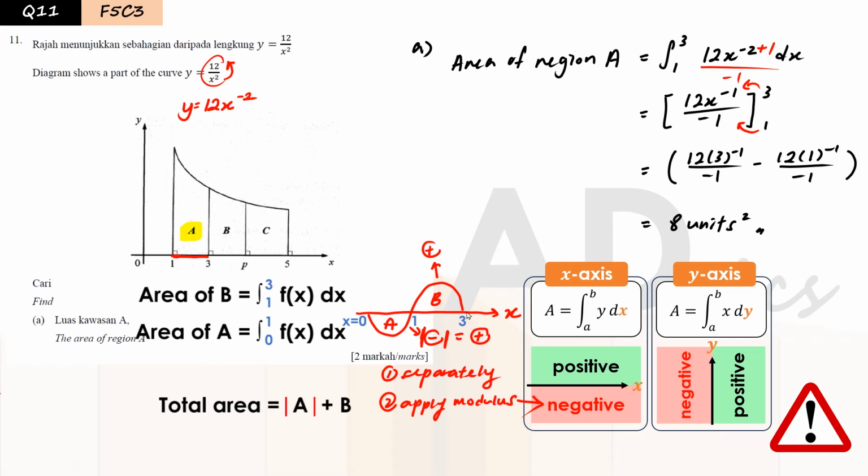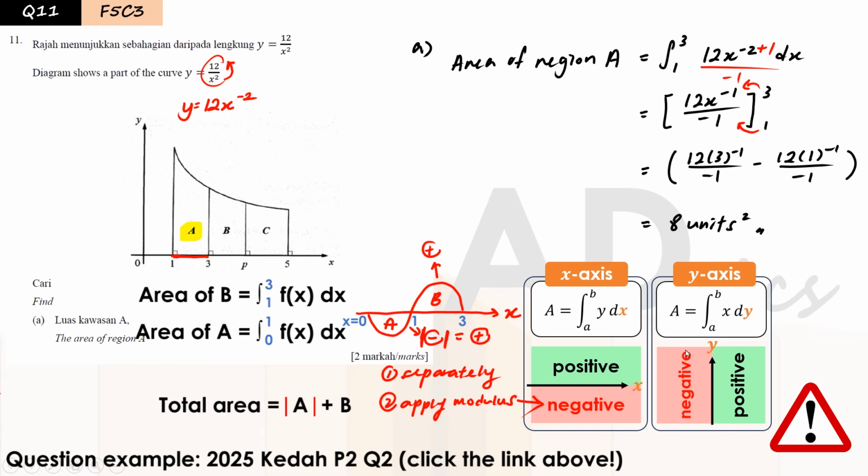Okay, so for this kind of situation, we need to do two things. First thing first, we need to calculate them separately, and then we apply modulus for the areas which are below the x-axis. Same goes for the y-axis also. We need to calculate them separately and then apply the modulus for areas which are on the left side of the y-axis. Again, we need to calculate them separately and apply modulus for negative areas.